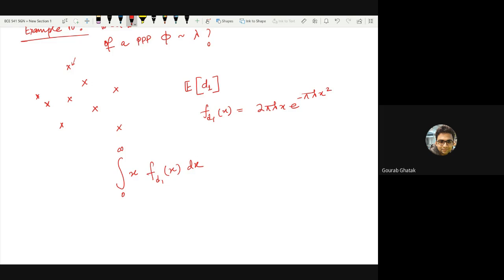If you want to check your solution from your notebook, you can fire up Wolfram Alpha and do the integration. It's a very simple one, right? I hope most of you have been able to evaluate it. It's simply the integration, so it's 1 by 2 square root of lambda.